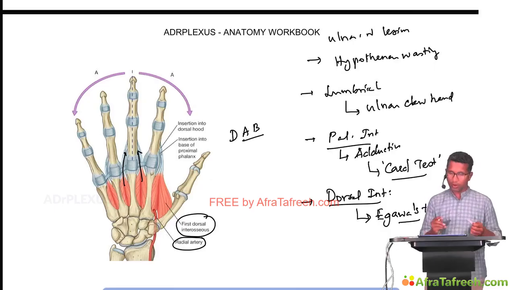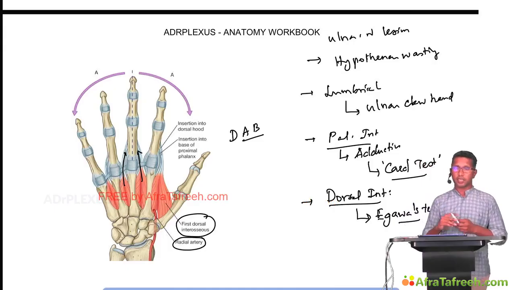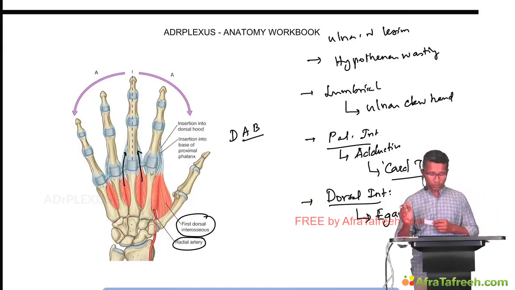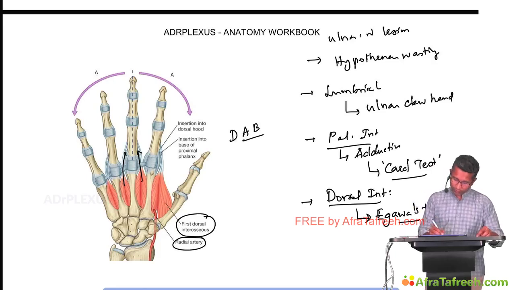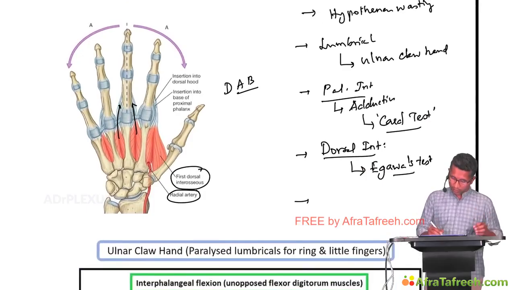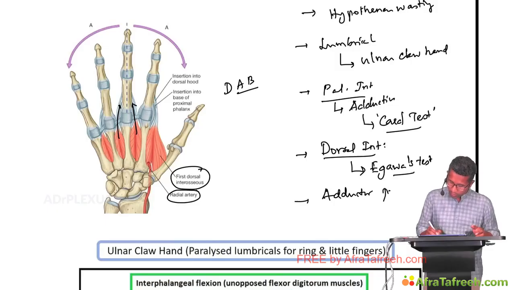Very, very important. All these tests are very, very important. Card test, Egawa's test, ulnar claw hand are all signs of ulnar nerve injury. Next is an important muscle in the thenar region, that is the adductor pollicis muscle.